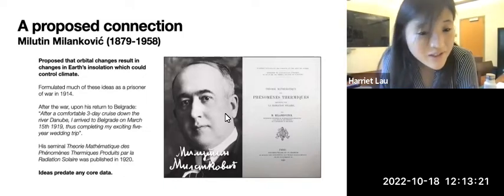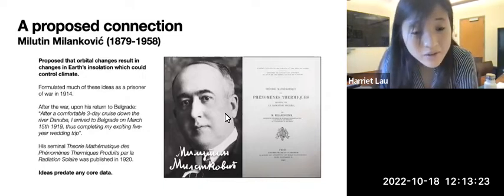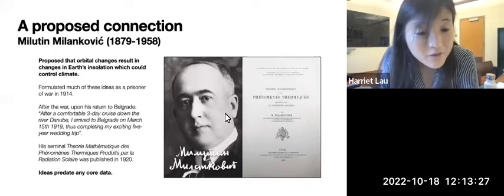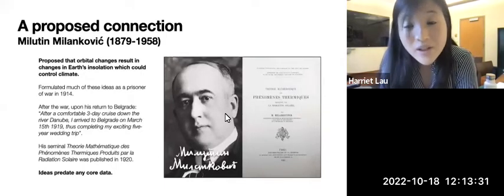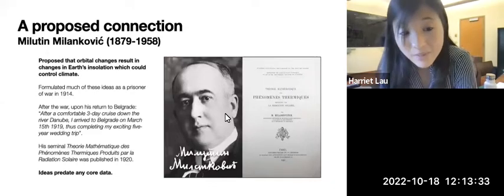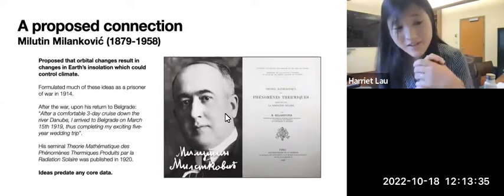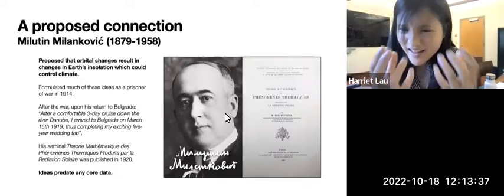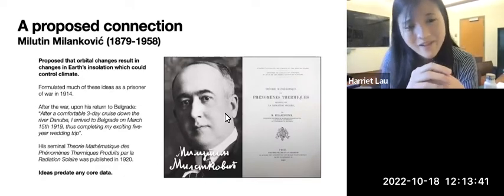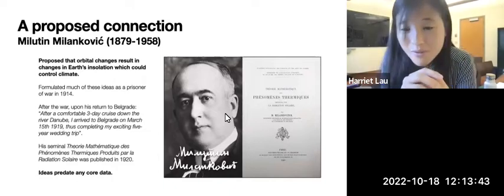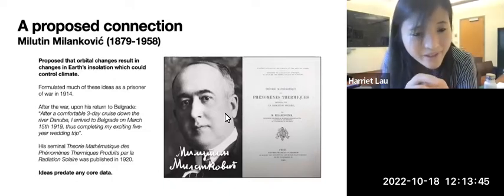And so after the war, there's this really lovely quote from his journal. And so I'll read it to you here. After a comfortable 3-day cruise down the River Danube, I arrived to Belgrade on March 15th, 1919, thus completing my exciting 5-year wedding trip. He had just gotten married before he had been arrested, but it's really nice to see that kind of dark Eastern European humor didn't leave him, even after being a prisoner of war for so many years.